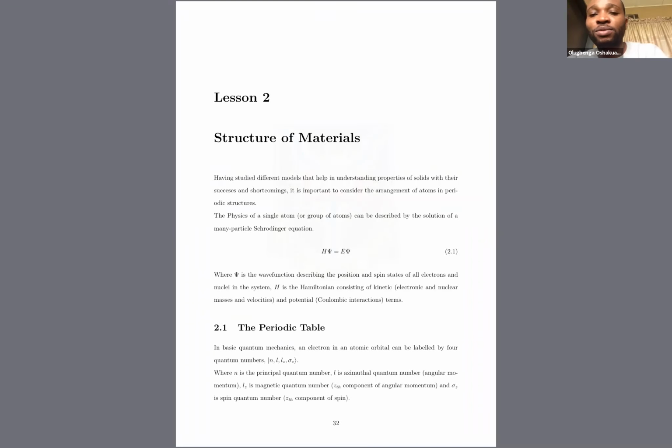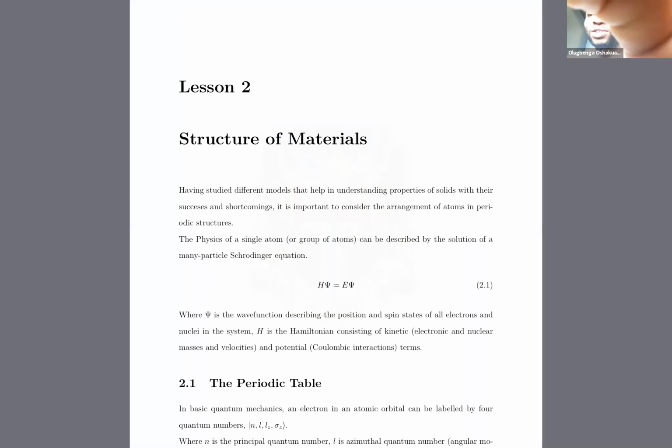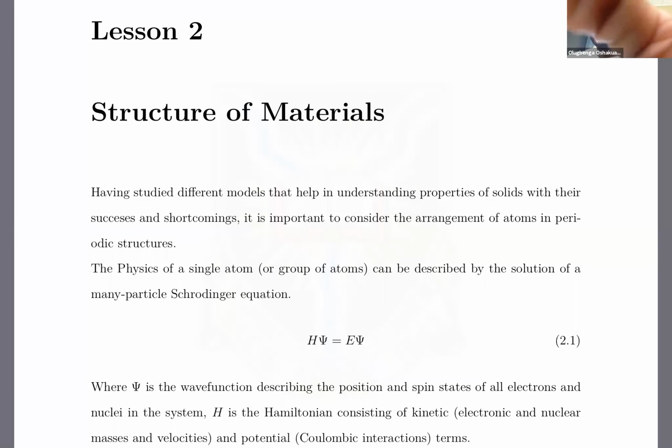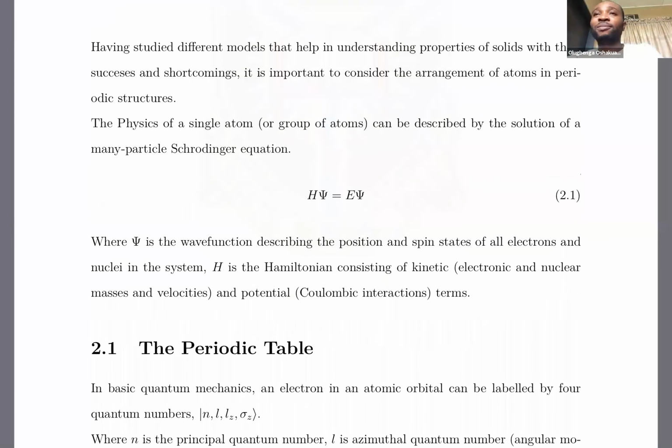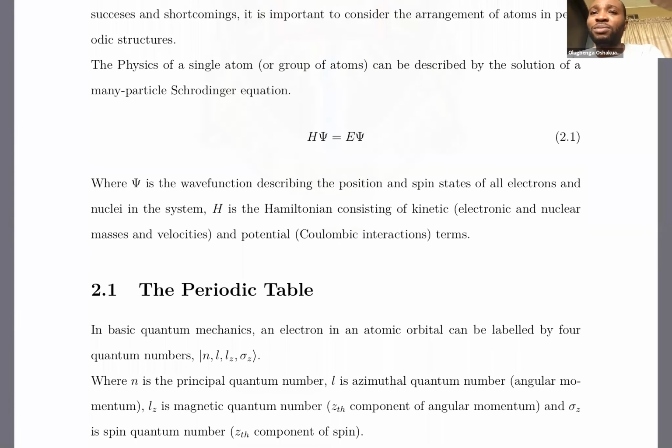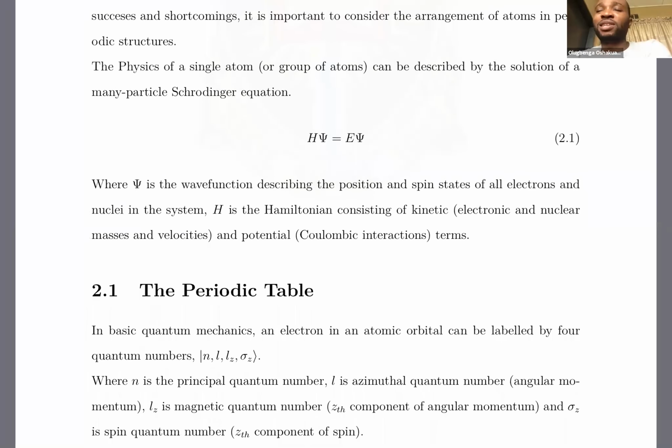Okay, today's business, we'll be talking about the structure of materials, because we have studied different models that help in understanding solids. We have spoken about different models, their successes, their shortcomings, but we've not even spoken about the structure of materials. We've been talking as if sodium and aluminum, or sodium and zinc, are of the same structure. We've been talking as if every material in nature has the same arrangements, the same electronic properties and the likes.